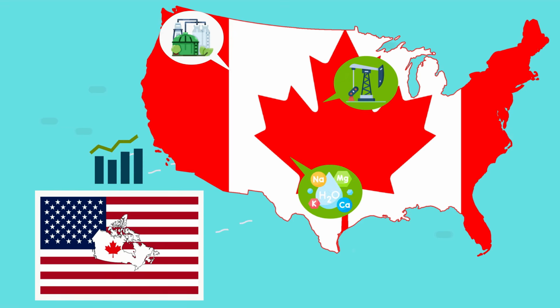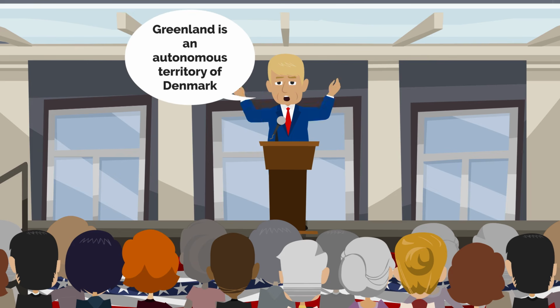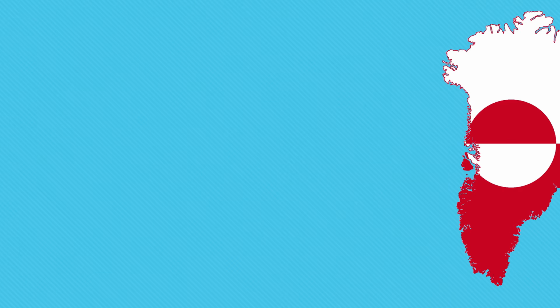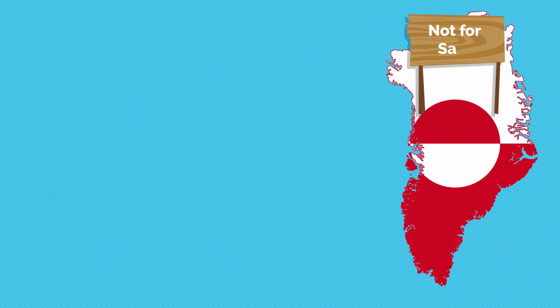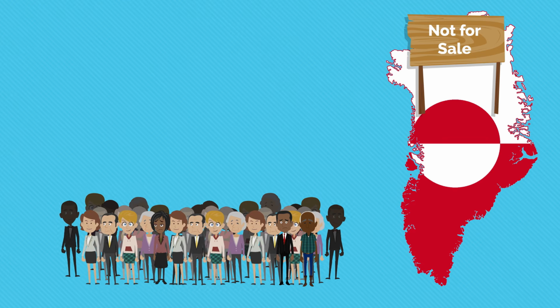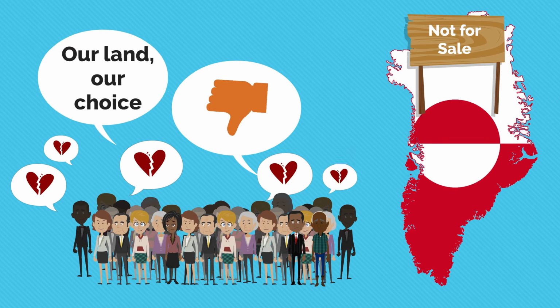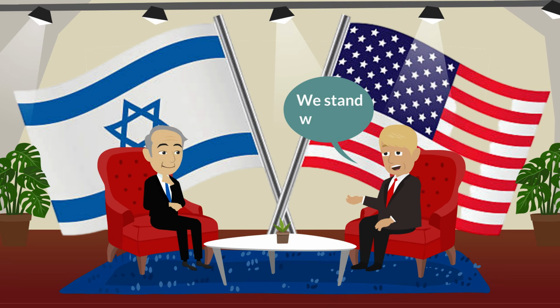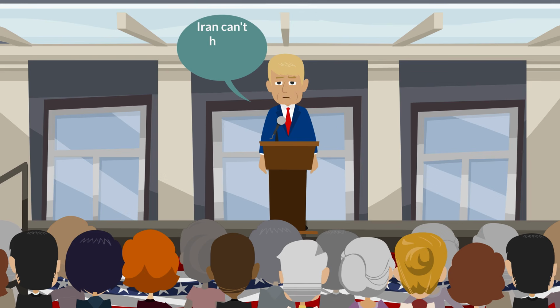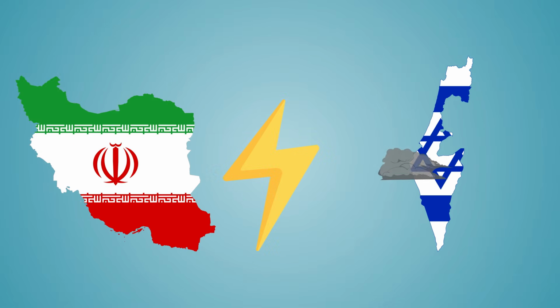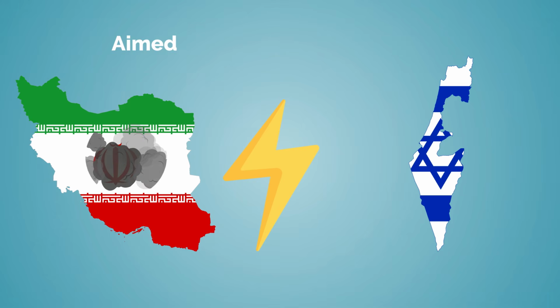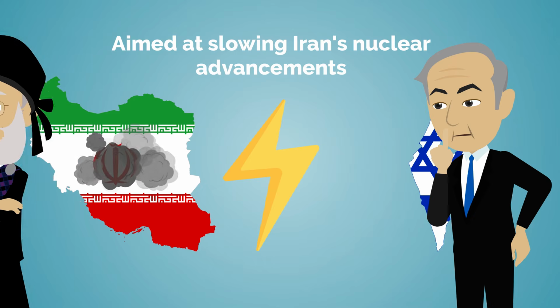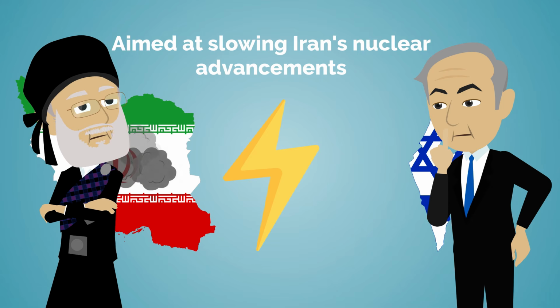Trump's insinuations about annexing Canada and Greenland, which belong to Denmark, have sparked tensions with both countries, key U.S. allies. This has drawn criticism for expansionist intentions and a disregard for their sovereignty. Trump's support for Israel's attacks on Palestine has drawn criticism. He has also commented on Israel's bombings of Iran, aimed at slowing Iran's nuclear advancements, which is ironic given that both the U.S. and Israel possess nuclear weapons while Iran does not.